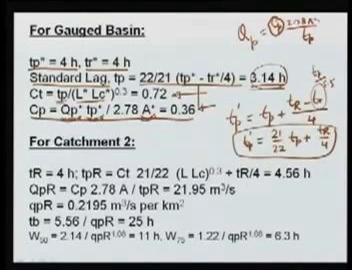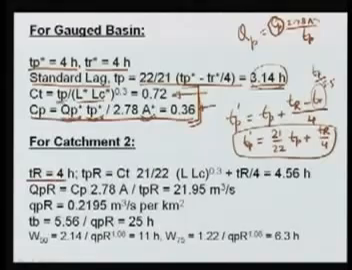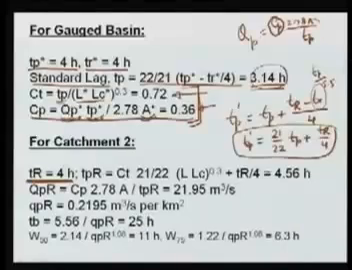So these two values, CT and CP, are now known to us, and using these values we can derive a synthetic unit hydrograph for catchment 2, which is not gauged. For that, let's assume that we want a 4-hour unit hydrograph. Given a 4-hour unit hydrograph for catchment 1, we want a 4-hour UH for catchment 2. This 4 hours is again not the standard duration as far as Snyder's definition is concerned.